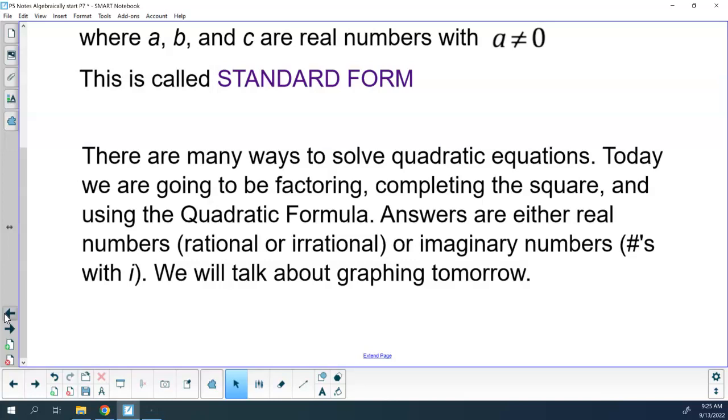The answers that we get are either going to be real numbers, they can be rational, meaning they can be written as a fraction. They can be irrational, which means there's probably going to be some kind of a radical. Okay? Or they can be imaginary. Okay? Remember when we take the square root of a negative 1, or of a negative number, then we're dealing with i. Okay?